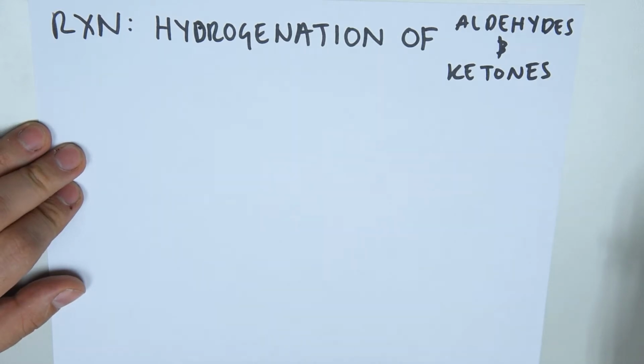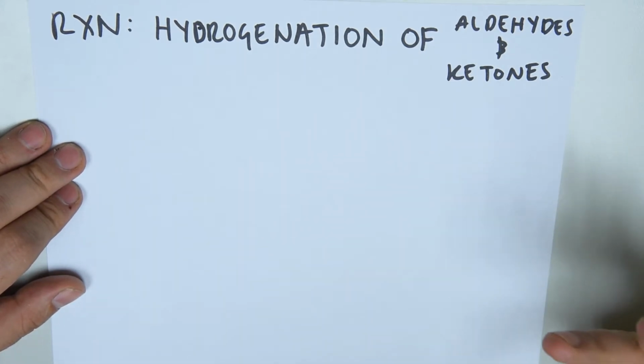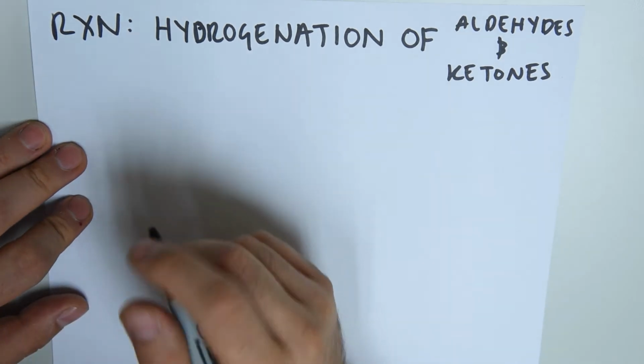Hydrogenation of aldehydes and ketones is essentially the reverse reaction of oxidation of alcohols. So if you remember, in oxidation of alcohols, we began with an alcohol that we mildly oxidized with potassium dichromate to turn either into an aldehyde or a ketone, depending if the alcohol was primary or secondary. So let's take some examples.